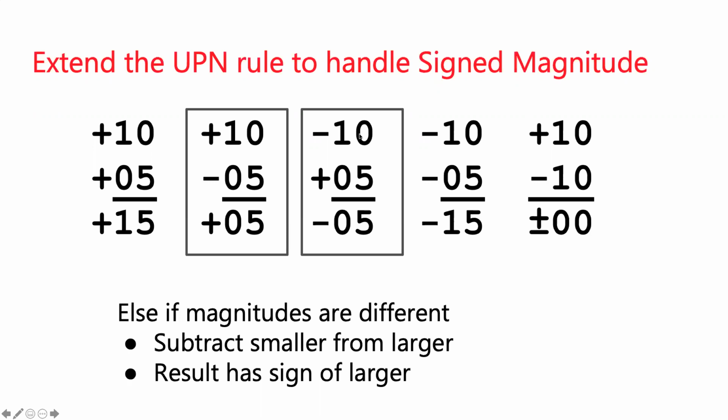Same rule here. I figure out which one has larger magnitude. Here, that's negative 10. I take their difference, so 10 minus 5, and then the result has the sign of the larger magnitude number. So it keeps the sign of the negative 10. So that's what's written at the bottom. I think this might be an error. Well, sorry, I was going to say it's an error in the slide, but I was wrong.